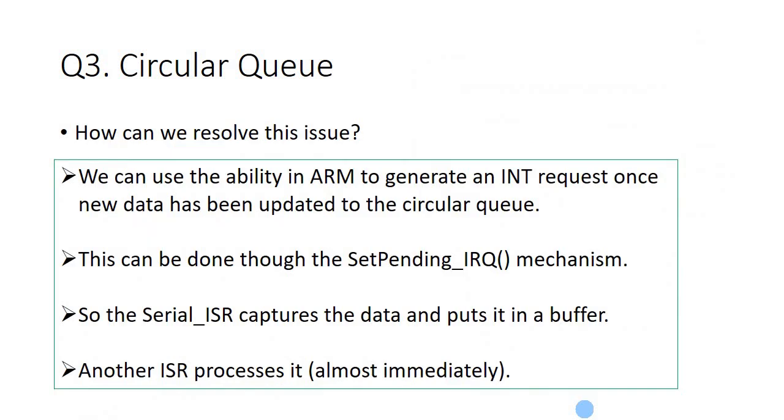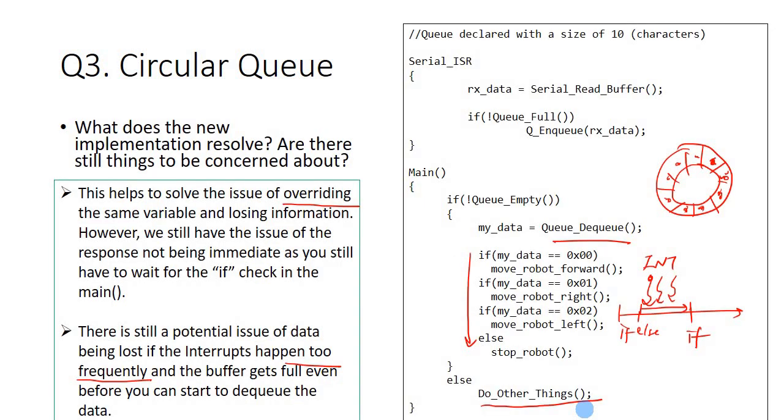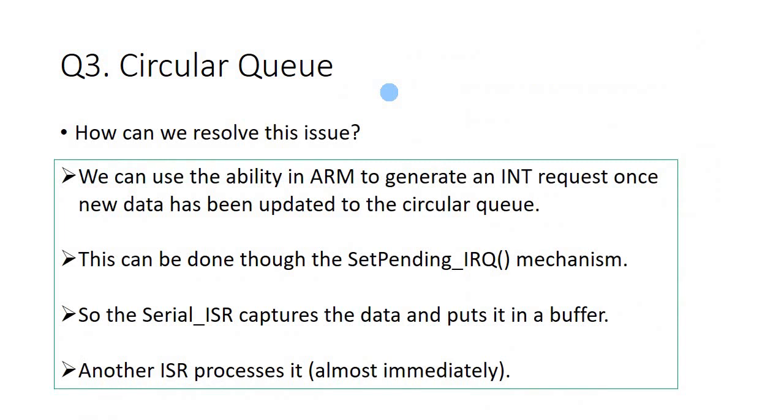So how can I resolve this issue of making sure that data is processed as fast as I receive it? That means the moment data comes in, I'm able to capture it. The serial ISR knows that I can capture the data, and I can keep the data safely in the circular buffer. All of that is good, but processing the data is still being delayed. What can I do? In ARM we have this set pending IRQ option where I can trigger an interrupt.